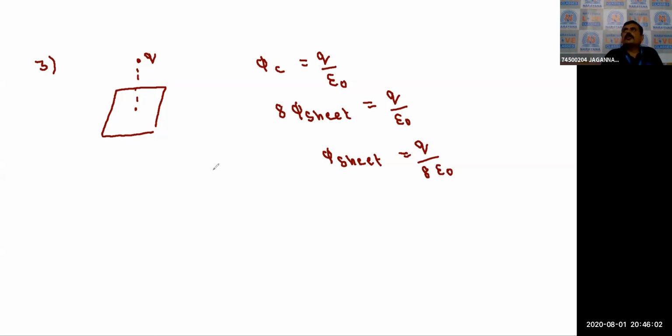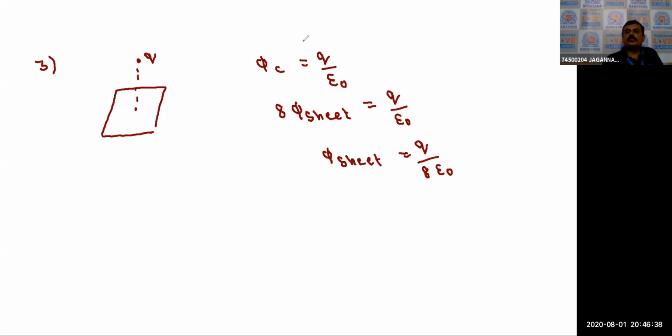Now, how many faces are there? How many faces are required? Including that plane sheet, we require 6 faces only. Take a room: at the center of the room, one charge is present, between the walls, roof and floor. To cover that charge, this side one wall is required, this side one wall, front side one wall, back side one wall, and top one wall. Total 6 walls.